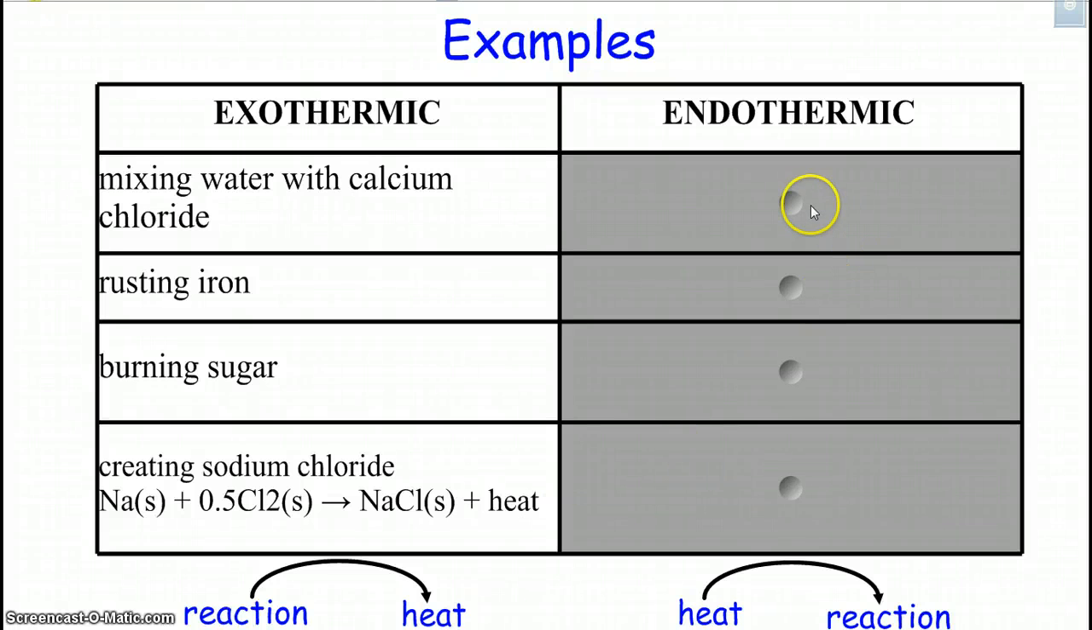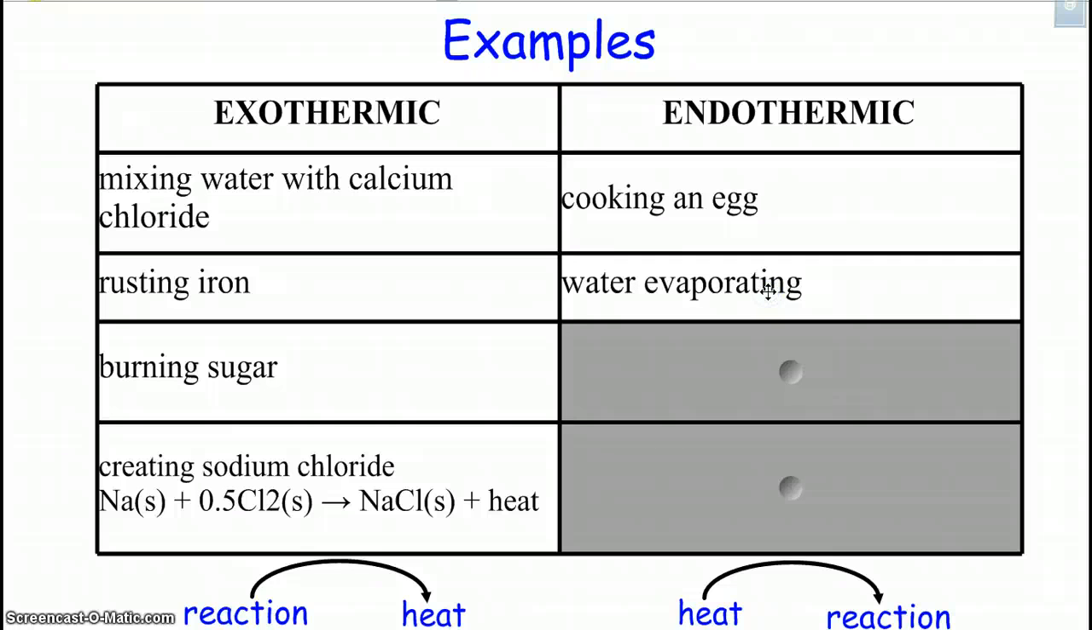Maybe. Okay, endothermic. Endothermic, we already went over cooking of an egg. Heat is going into it. And so, because heat is going into it, the reaction happens. That egg becomes more like a salad. Which, by the way, is not a change in state of matter. Water evaporating. The water is absorbing the heat energy, and so it evaporates. So water evaporating is an endothermic reaction.